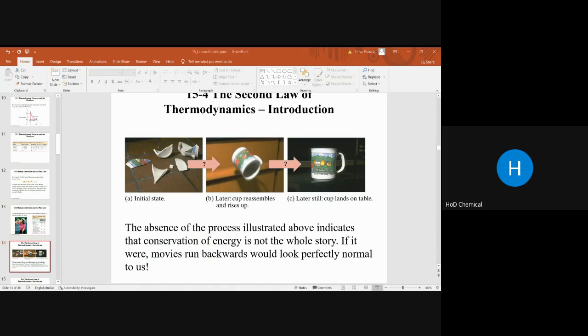Okay, now we come to statistical mechanics. I'm going to tell you about statistical mechanics. Statistical mechanics provides a microscopic explanation of the law in terms of the probability distribution of the states in large assemblies of atoms or molecules.